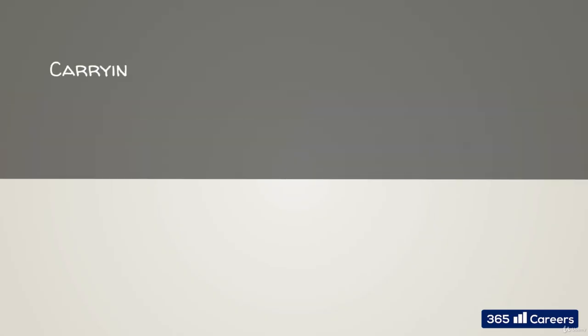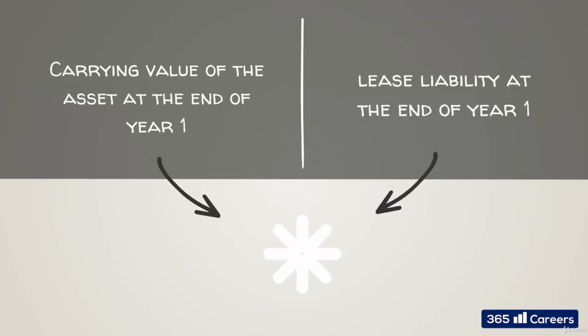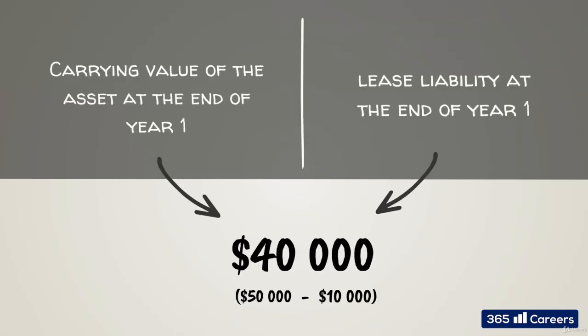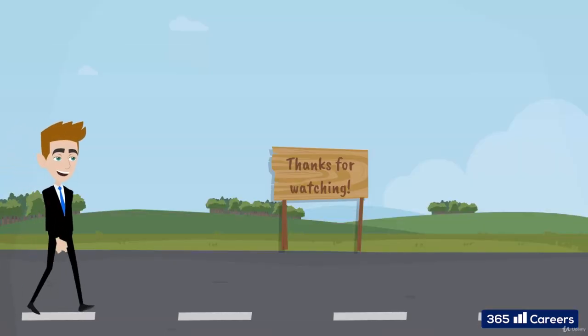And finally, we'll have the balance sheet entries at the end of the year. The carrying value of the asset will be $40,000, given we've accumulated depreciation of $10,000, and the liabilities for the finance lease are equal to $40,000, as we can see in the table. Okay, this is how we account for leasing.